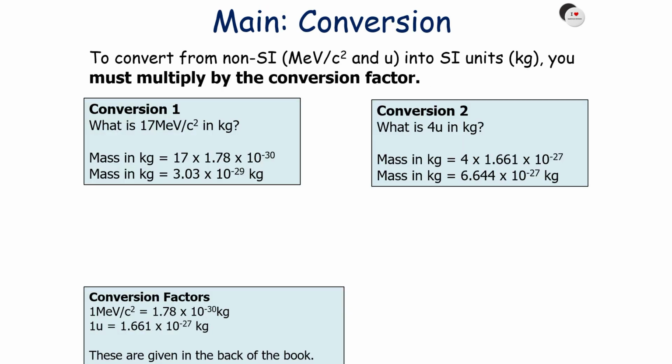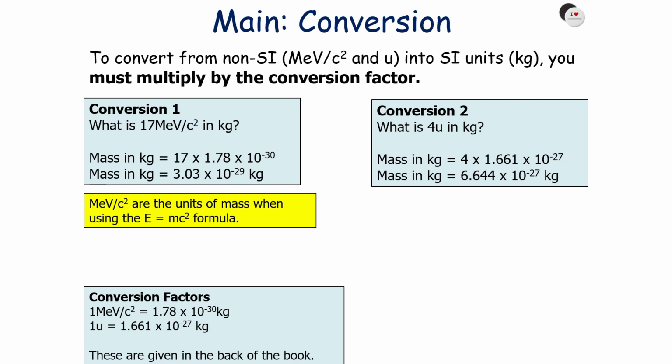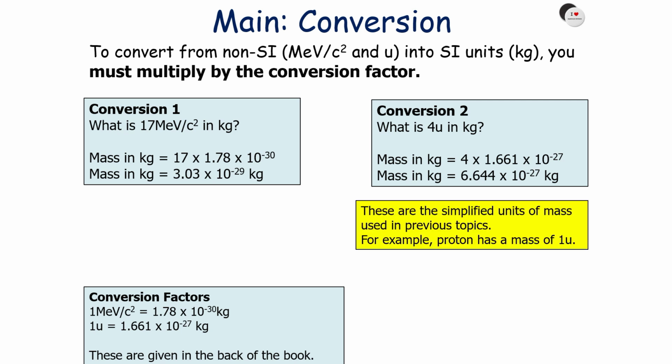So to convert from your non-SI units into your SI units, you've got to multiply by the conversion factor. So you've got to be able to convert from MeV/c² into kilograms and from u into kilograms. But you've also got to be able to go the other way around. Now again, just remember, MeV/c² are units of mass derived from the E equals mc squared formula, whilst the simplified units of mass are used in previous topics. So for example, we would say that protons have a mass of 1 u.